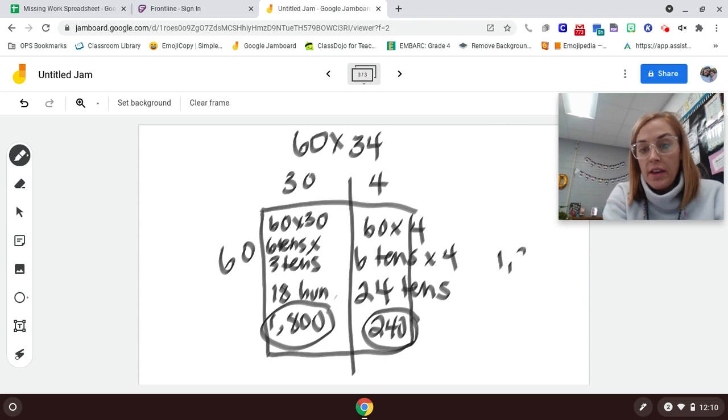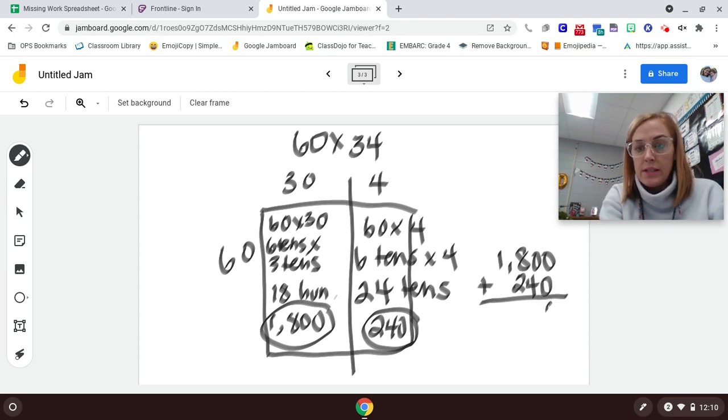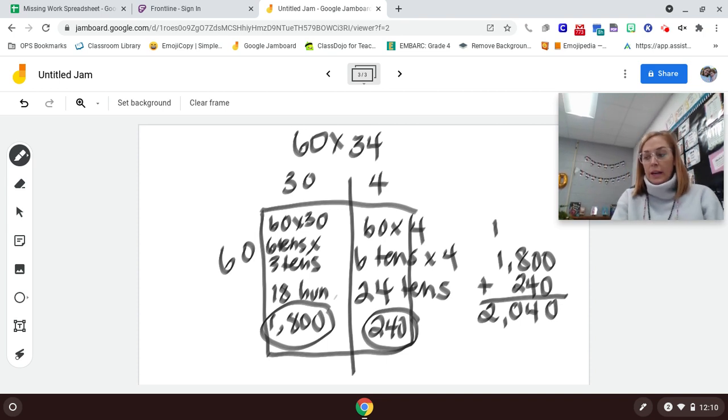So I'm going to do 1,800 plus 240. So I get 0 plus 0 is 0. 0 plus 4 is 4. 8 plus 2 is 10, so I have a 0, carry my 1. And then 1 plus 1 is 2. So 2,040 is my answer.